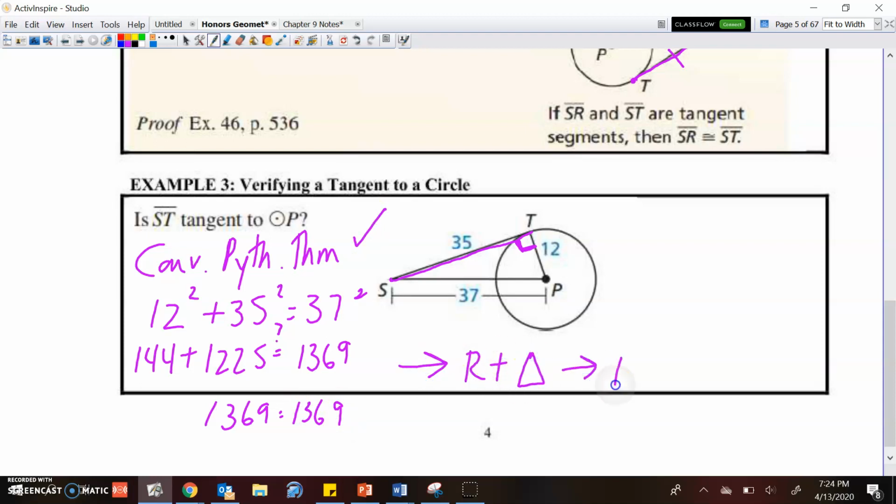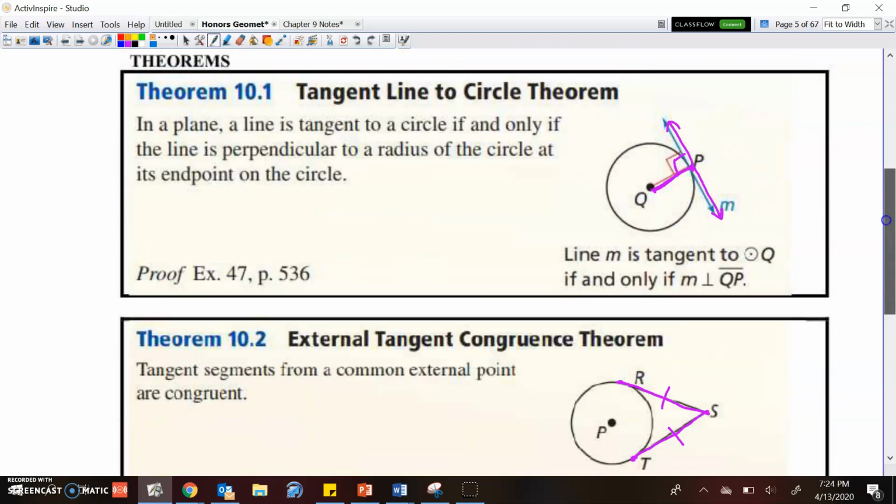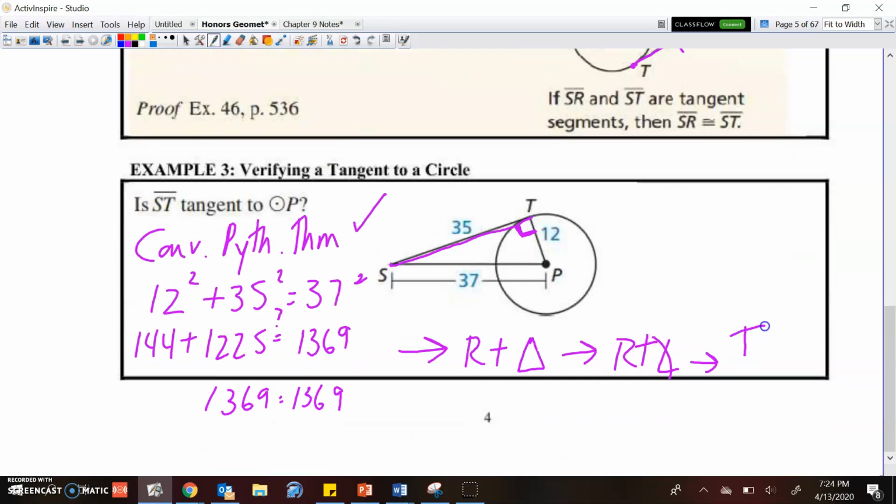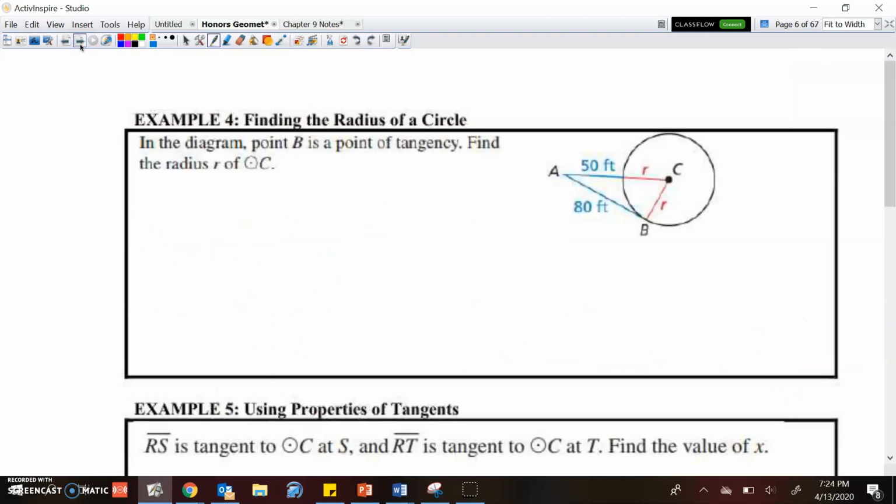If we have a right triangle, we have a right angle, and then we can apply what's called, again, the tangent line to a circle theorem. Tangent line to a circle theorem, and I abbreviated that. All right, so that's just the Pythagorean theorem stuff. And now let's see this one.